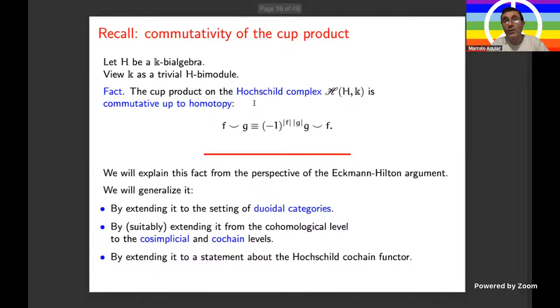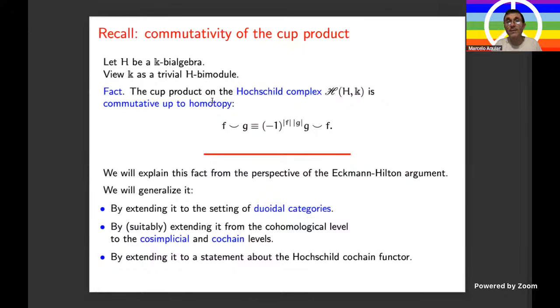It is commutative when the algebra A is actually a bialgebra, and the algebra of coefficients is, say, the ground field as a trivial bimodule. Then the cup product is commutative up to homotopy, not on the nose, but up to homotopy. In particular, if you go to Hochschild cohomology, you get honest commutativity. Now, this result we extend to the setting of duoidal categories, but more importantly, we explain from the perspective of duoidal functors. How? Well, I would like to explain this result as follows.